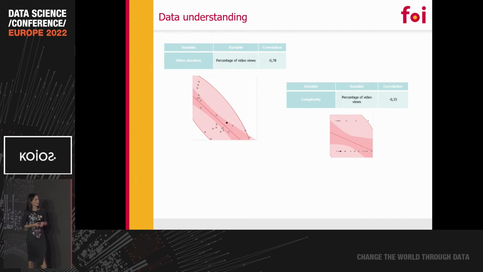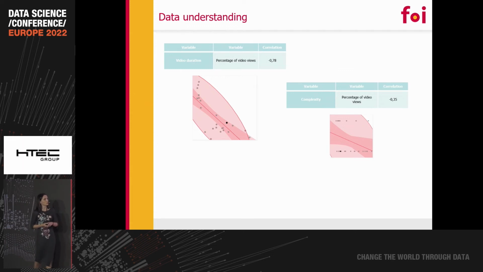number of views. Also, the second correlation, which is the correlation between video complexity, or the complexity of the topic that was presented in a certain video, and the percentage of video views, was also a negative correlation. I have to mention that complexity is a subjective measure from the teachers at the course.